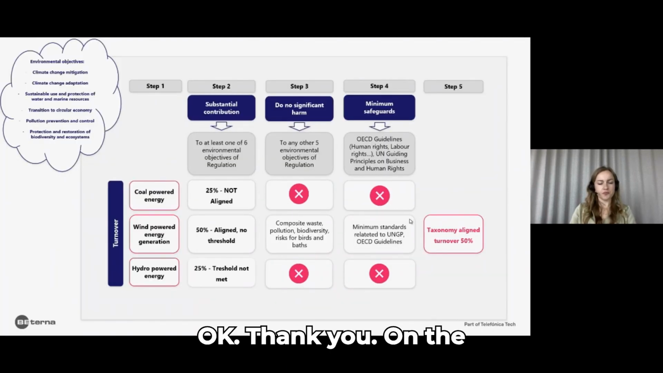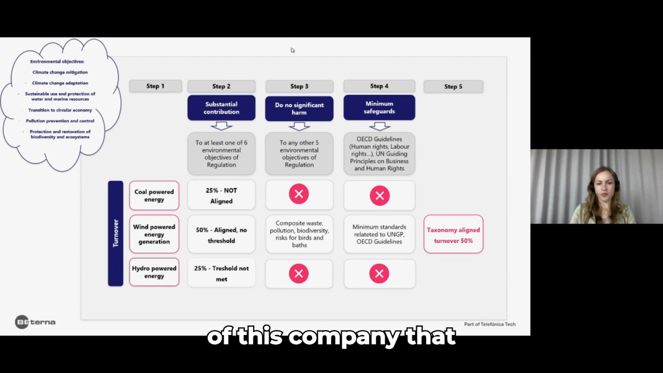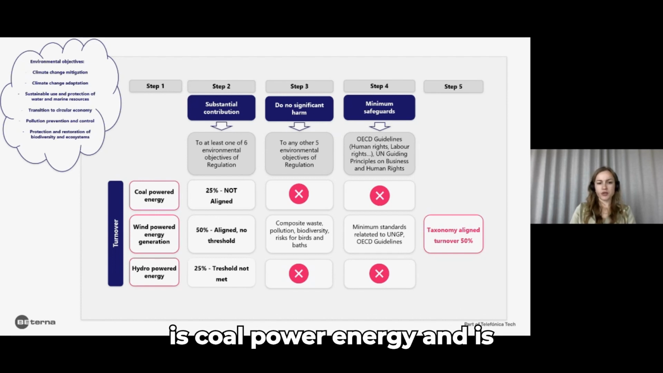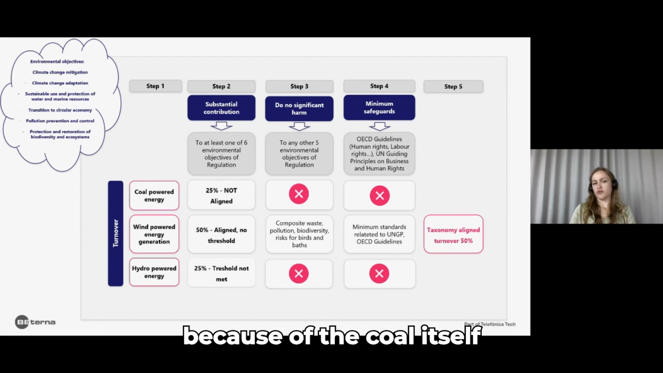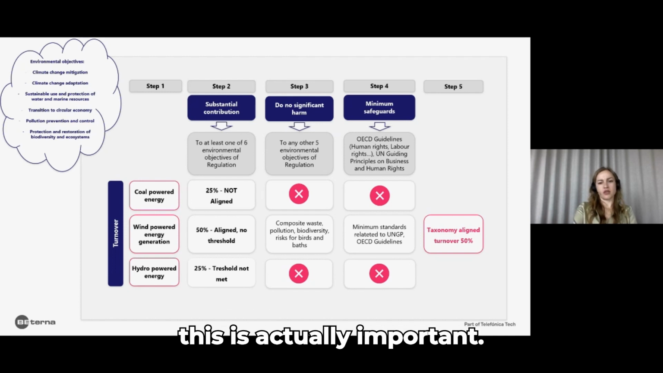Okay, thank you. On the slide, we can see this example of a company that has 3 revenue streams. The first one is coal power energy, and it is actually excluded from taxonomy because of the coal itself. It's not aligned with taxonomy. This revenue stream represents 25% of the whole turnover of this company. And this is actually important.